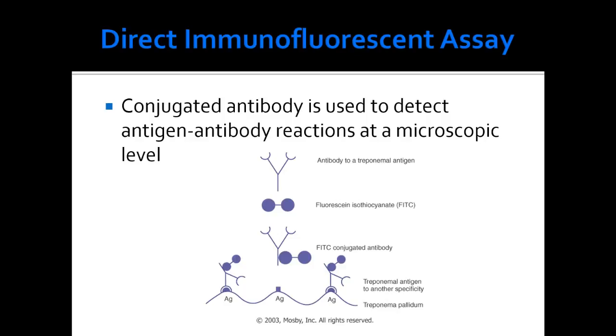So the direct immunofluorescent assay is where a conjugated antibody is used to detect an antigen-antibody reaction. This one refers to syphilis that we see here. So here we have the actual syphilis antigen stuck to a slide on the very, very bottom. Then we have the treponemal antigen to another specificity added to this. We have a conjugated antibody, a fluorescein isothiocyanate, and then an antibody to a treponemal antigen. So we've got a couple different layers that we're adding to try and create that color, or fluorescence, I should say, because it is fluorescent.